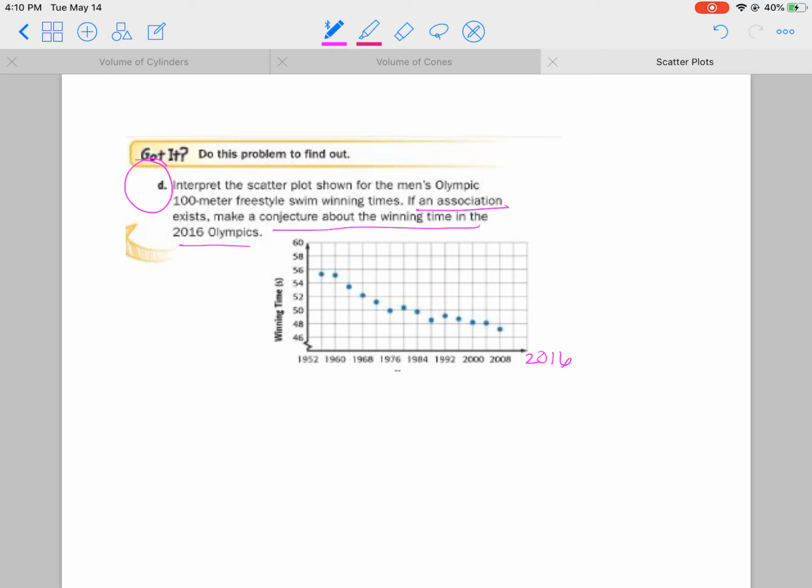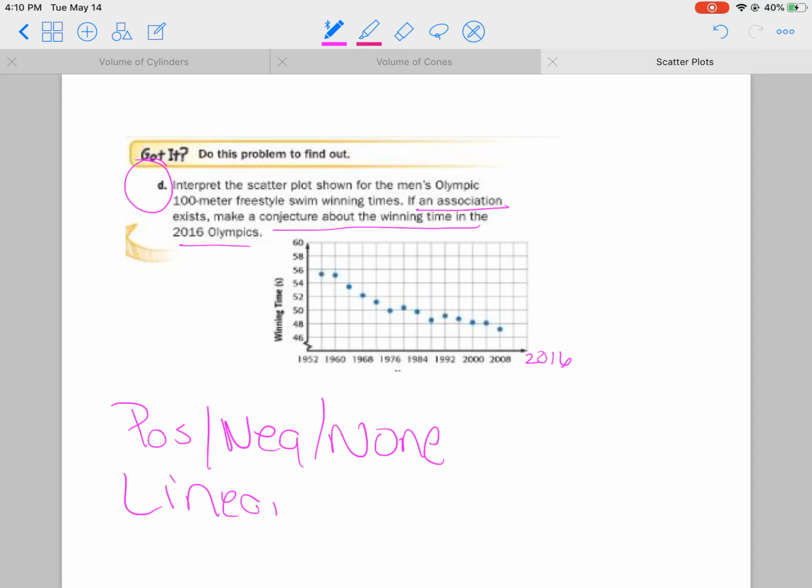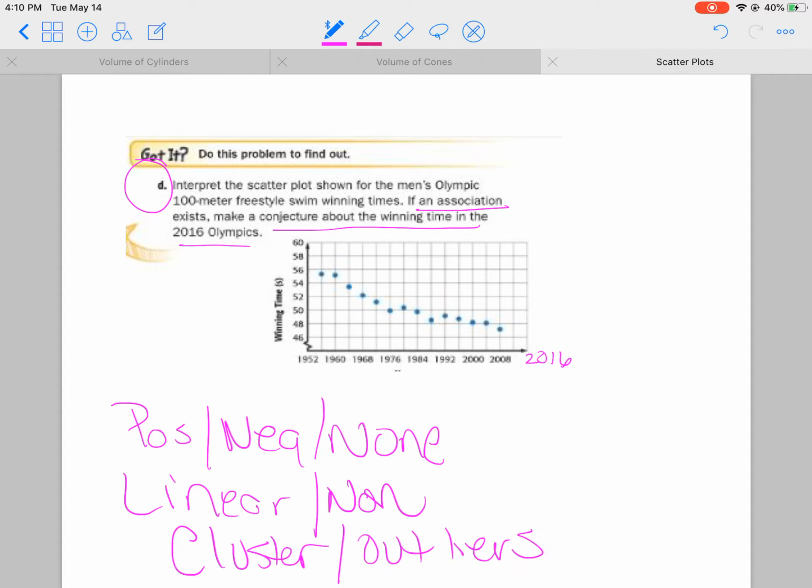I'm going to want you to be able to say: is there a positive or negative association, or none; linear or nonlinear; clusters or outliers; and conjecture, make a prediction. Those are the questions that will be in your note check.